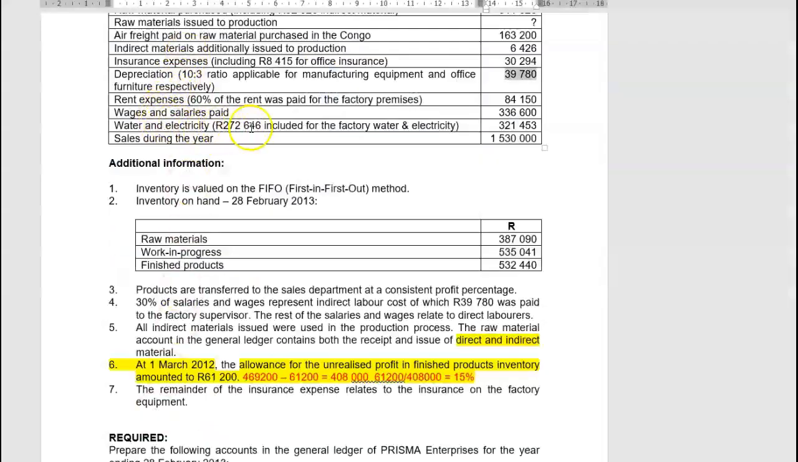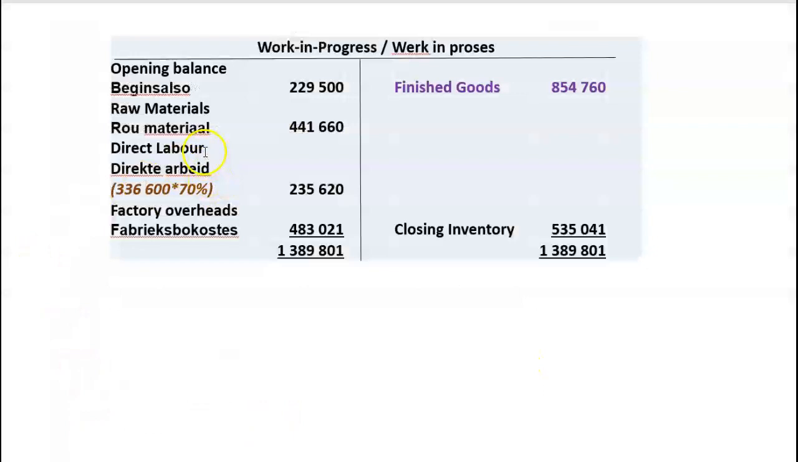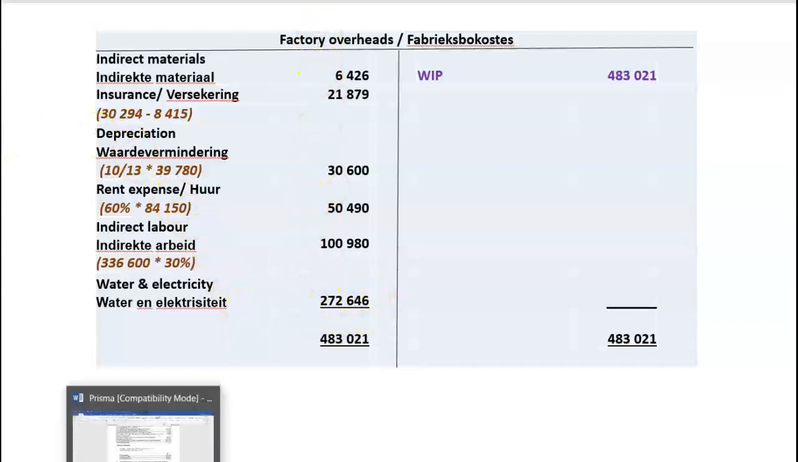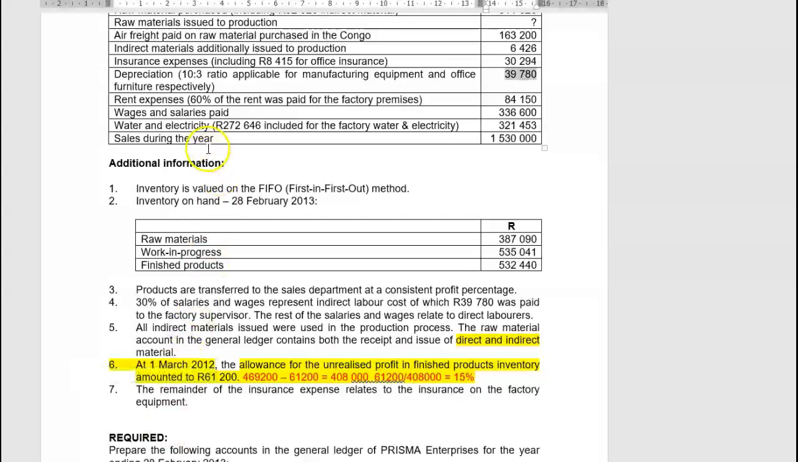Water and electricity, 272,646 included for the factory water and electricity. So that's the total amount. We are only going to put the 272,646 as an overhead cost, and the difference between the two will be shown as a normal operating expense in the income statement, water and electricity. So 272,646 will form part of our overhead cost, and that will be overheads. Great. Sales is sales, got nothing to do with production cost.